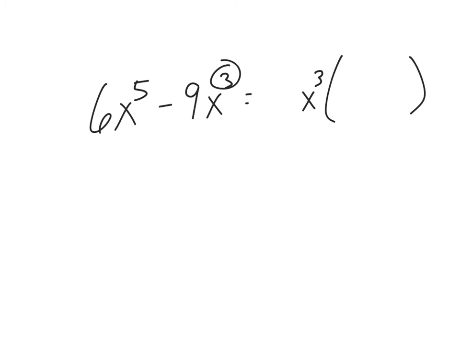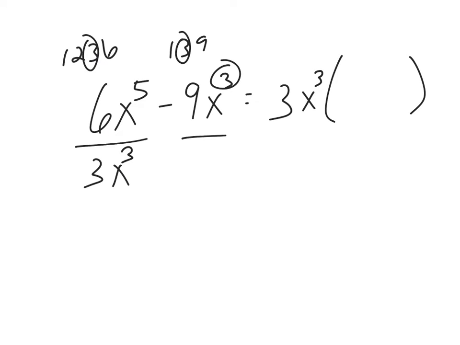But what else here? What about the 6? 1, 2, 3, 6, and 1, 3, 9. The greatest common factor is 3. Okay, here 3 is in common. So I can pull out a 3x cubed. So if I divide by 3x cubed, what's left here?